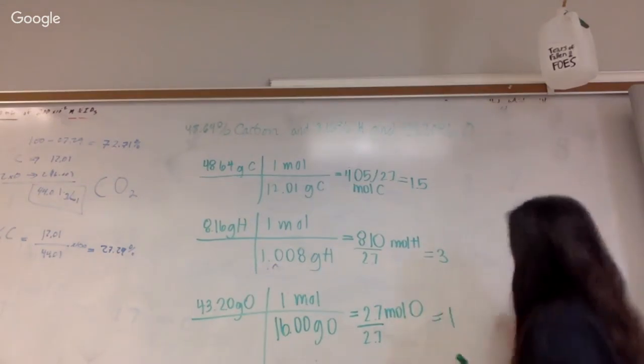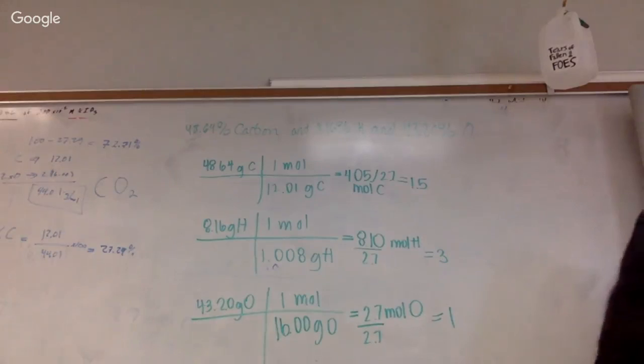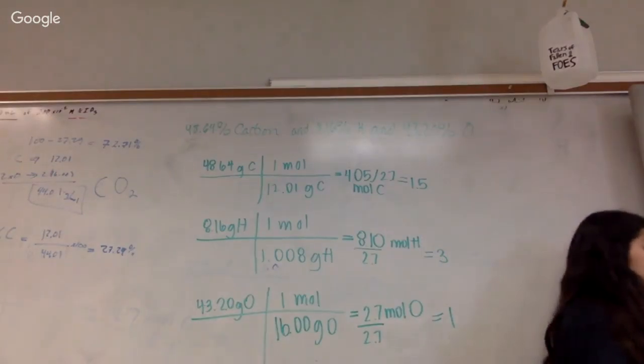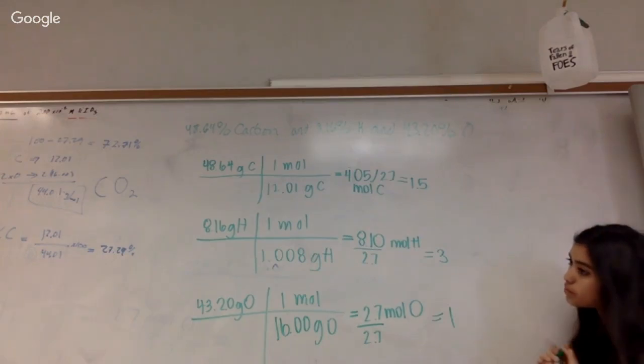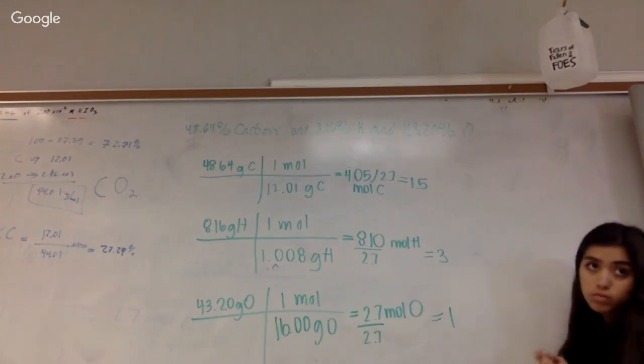On the bottom is 1. So this is actually good because we went from pretty unruly numbers to 1.5, 3, and 1, right?